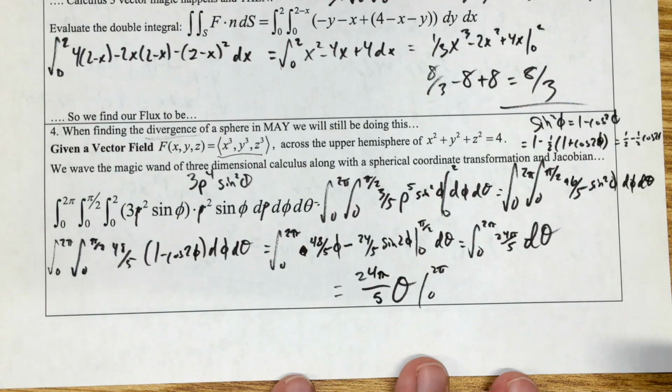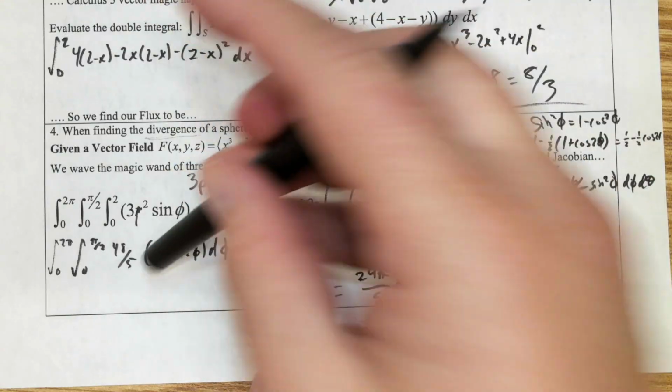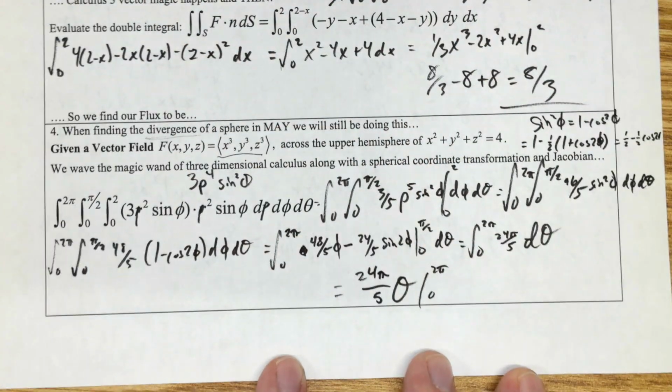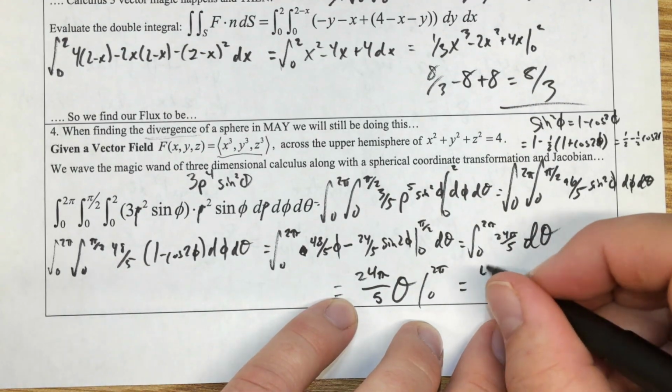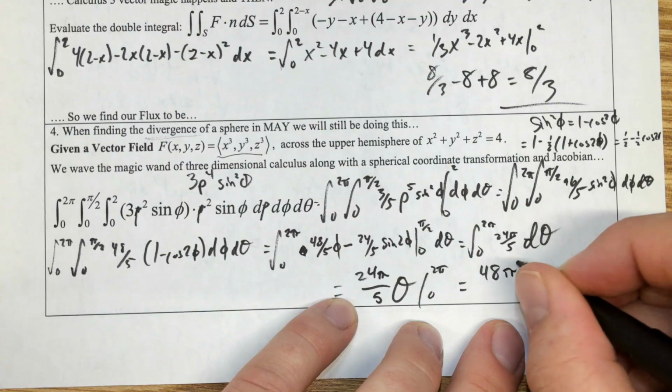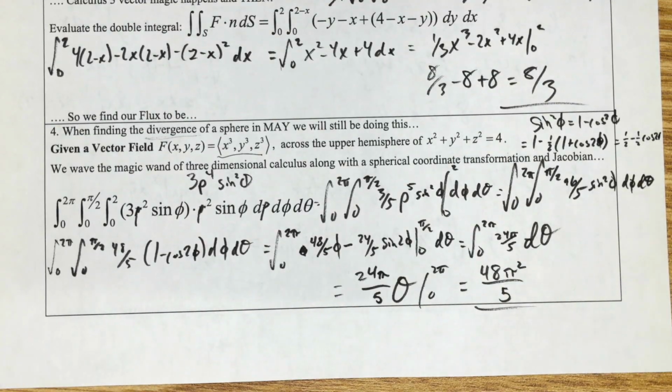Every step doesn't have to be terrible. It actually should be lightning and lightning and lightning until we get to the very end here. When I plug in that pi over 2, I get 48 pi squared over 5 for my final answer. And again, that is the divergence given this vector field across this hemisphere.